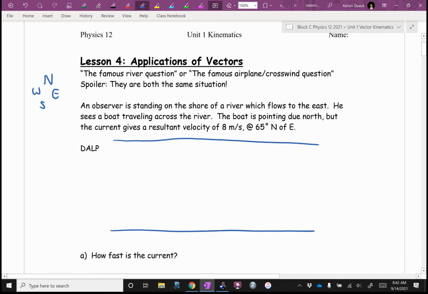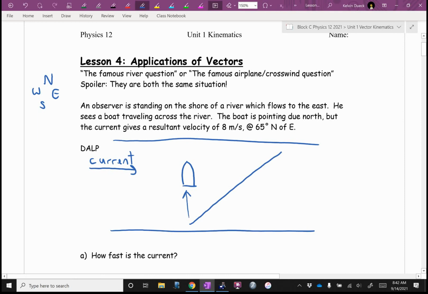Here's the river. And since they gave me lots of room, I'm going to do a fairly big picture. Which way does the river flow? So I'll make a little note here: current. The boat is pointing due north, which means its engine is pushing it that way, but of course the river is also pushing it sideways, so the observer on the shore sees it kind of crabbing sideways like that.